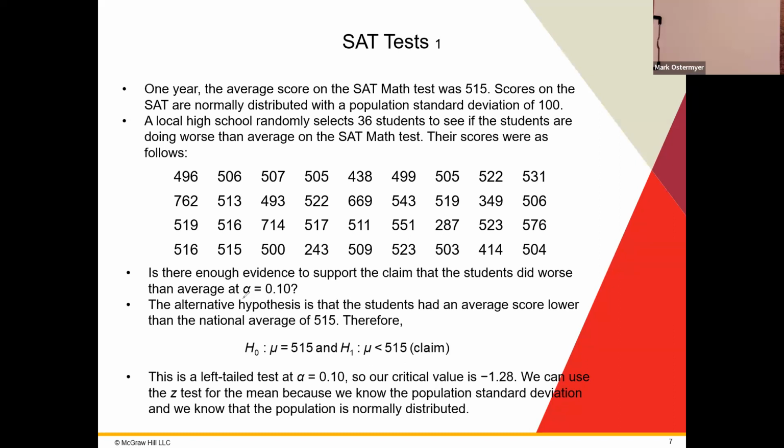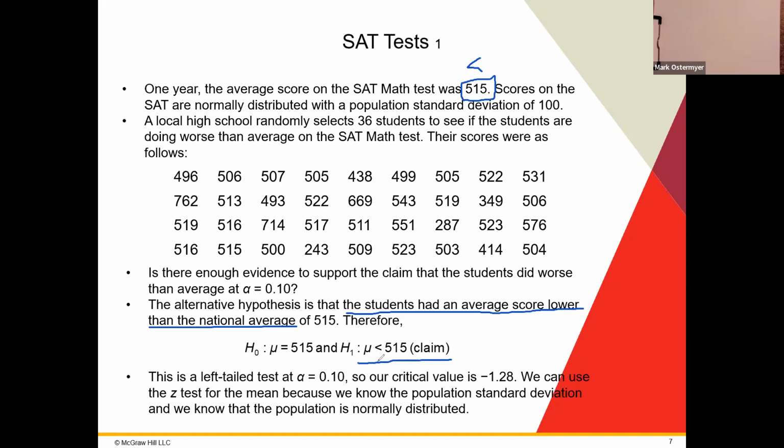Notice the claim is that the students on average scored lower than the national average. Lower than 515 means what inequality symbol? Less than. Do you agree? Well, that's going to be our alternative hypothesis. That's our claim that we're testing. Our null hypothesis says that the mean score for all students in this high school on the SAT math test would be equal to 515.